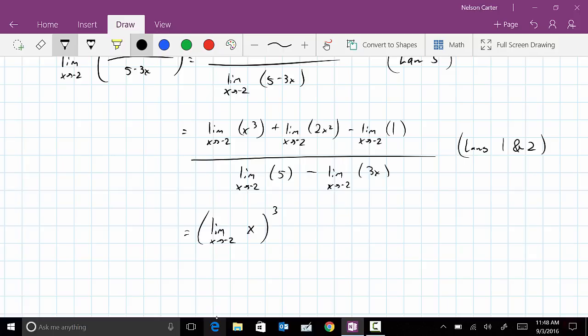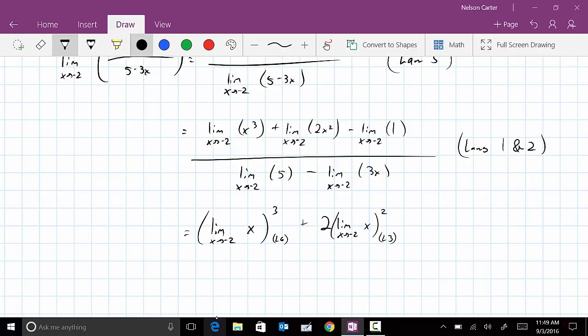I'll just put an L6 here to indicate that that's the law that I used. And then plus, I'm going to pull the 2 out, and I have the limit as x approaches -2 of x all squared. So I used L3, which was our constant multiple rule.